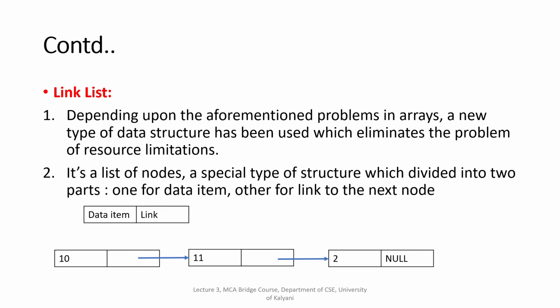For example, at the end of the screen we can see that there are three elements of a linked list: first 10, 11 and 2. To indicate the last node of the list, we have to use a special indicator called null. So null always indicates the end of the list. Then we use another special kind of node which gives the start of the list. We can name it start.